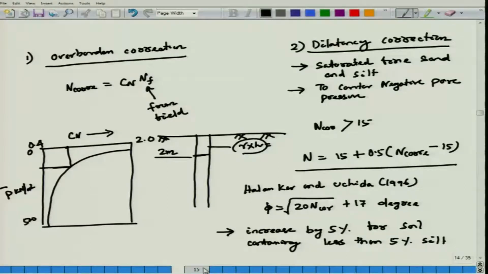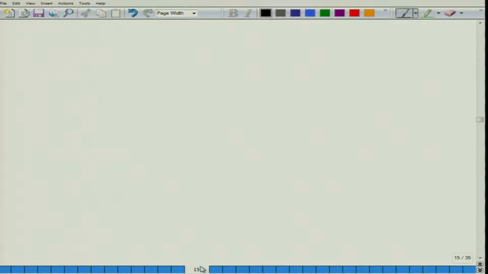Now, what else can I get? I can get the modulus of elasticity E from the N value. E is equal to C1 plus C2 into N, the unit is kg per centimeter square. Now how are the values of C1 and C2 determined? C1 and C2 are functions of the typical type of sand.